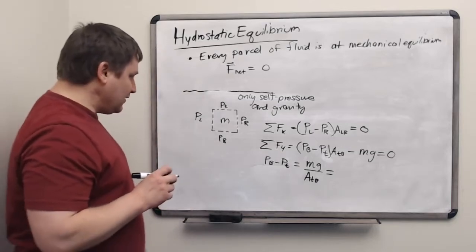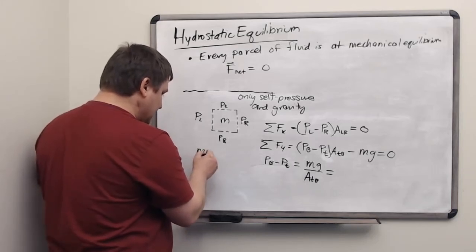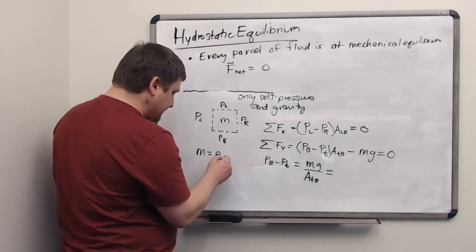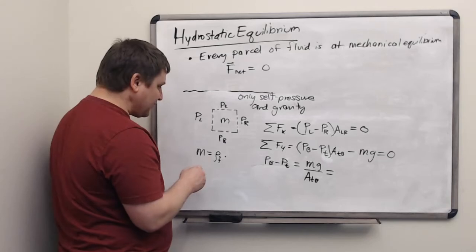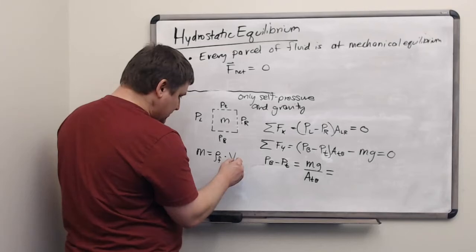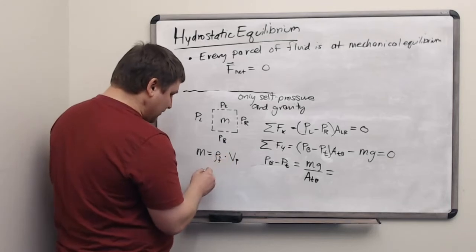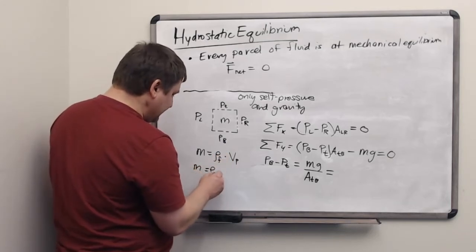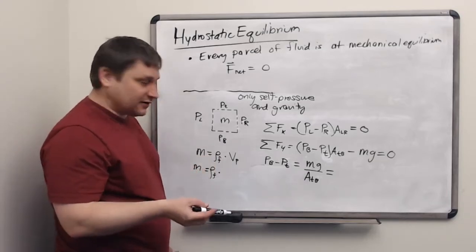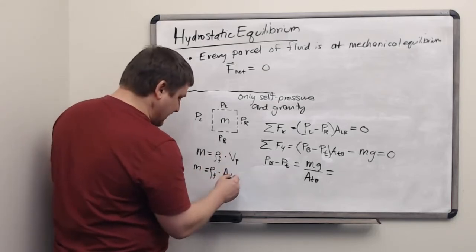On the right side, we'll make one realization here, and that is about the mass of the fluid in this parcel. The mass of this is equal to the density of the fluid, rho f, kilograms per cubic meter, times the volume of the parcel. And the volume of this parcel is dependent on its dimensions. We can assume with generality that it's a rectangular prism. So the volume is length times width times height.